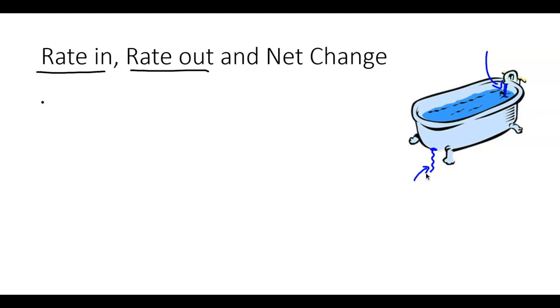Now, the rate at which the water is coming into the tub is what we would call the rate in. I'm going to call that I of t. And I of t basically just tells me how much water is going into the tub at that moment. This here tells me the rate out, which I'll call O of t. So we have two different rates, and they're working against each other, right? One is trying to add water into the tub, and the other one is taking water out of the tub. So that's what we call rate in and rate out.